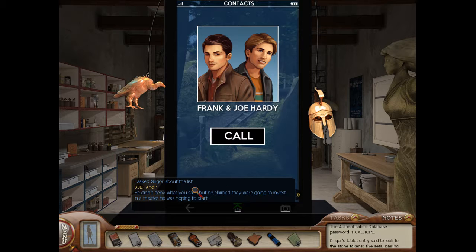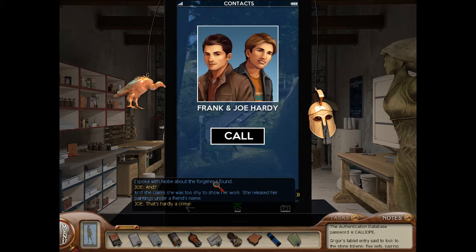I asked Gregor about the list. And? He didn't deny what you said, but he claimed they were going to invest in a theater he was hoping to start. Do you think that's true? I really hope not. Why? If that's true, I just trampled on his biggest dream. I hope for your sake he's crooked. I guess I do too.